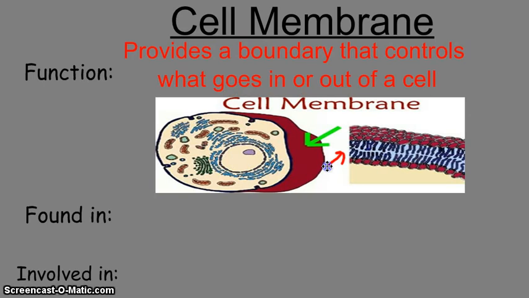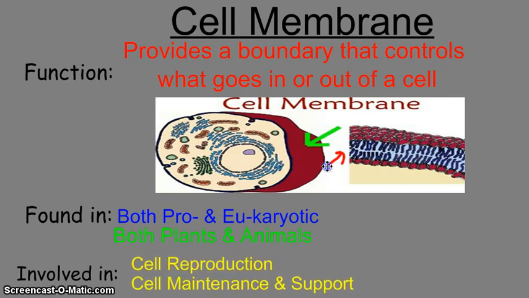It's found in both prokaryotic and eukaryotic cells, which will include both plants and animals. And it's involved in two main processes. It's involved in cell reproduction, as well as the ability of the cell to maintain itself and support itself. So it's cell maintenance and support. If we look at it in terms of the characteristics of life, it definitely is involved in the maintaining of homeostasis.